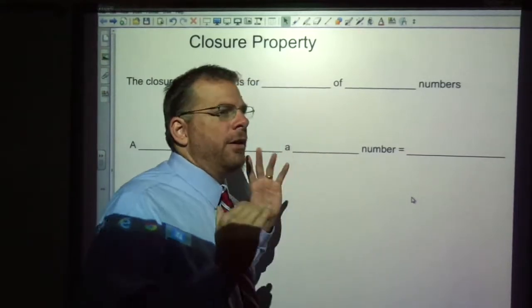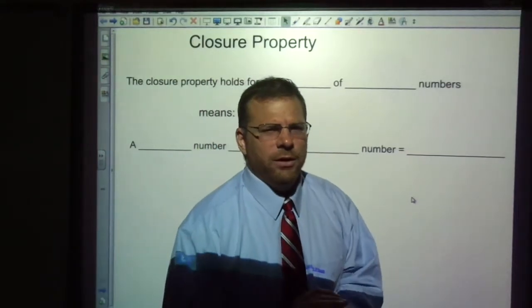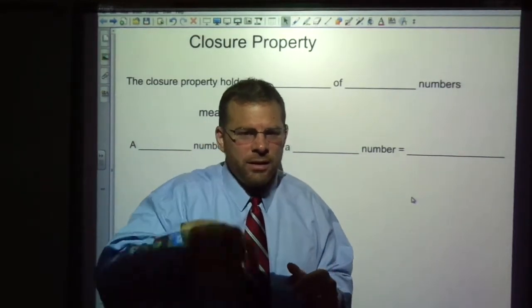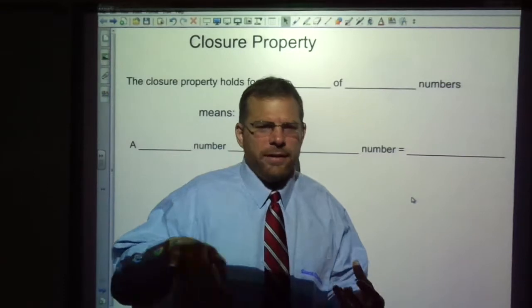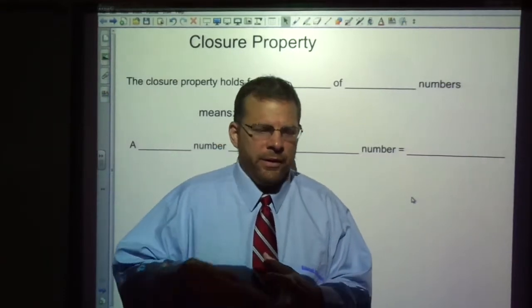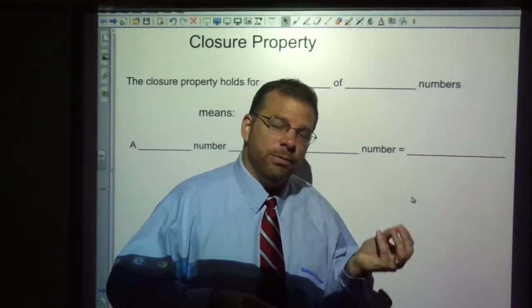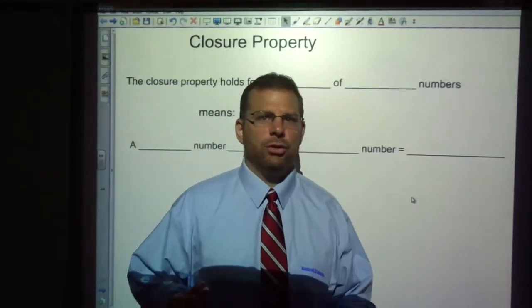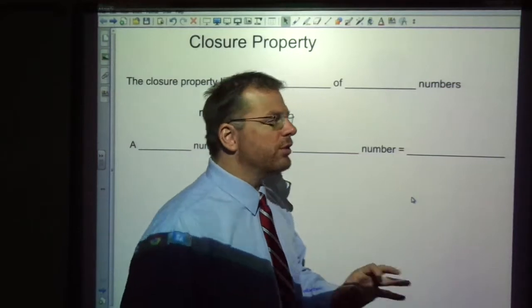But in math, the property of closure is a little bit different. What the property of closure means is that items within a set, if you were to manipulate them, add, subtract, multiply, or divide them, the answer you would get would still be in that set. If that's true, then we would say it has closure or that it is closed. So it looks something like this.